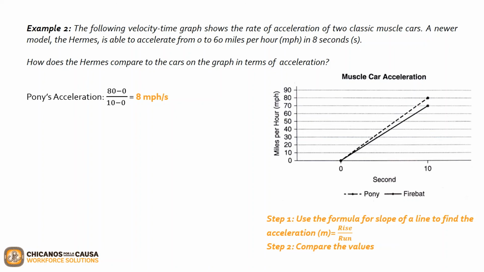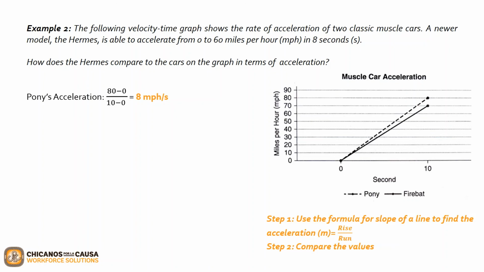So if I'm looking at the pony, which is the dotted line, we can see that it goes from 0 all the way to 80. So this is the miles per hour. It does that by going from 0 to 10 seconds. So in 0 to 10 seconds, it goes from 0 to 80 miles per hour. So again, the rise is the miles per hour, and the run is the time frame.